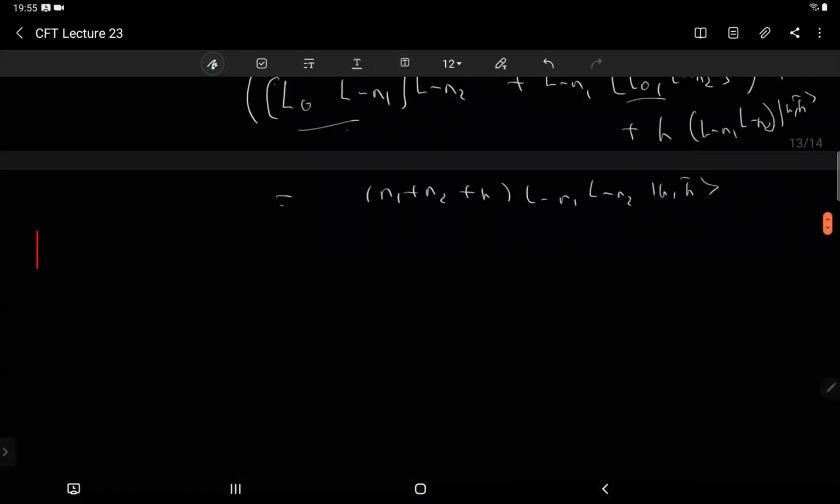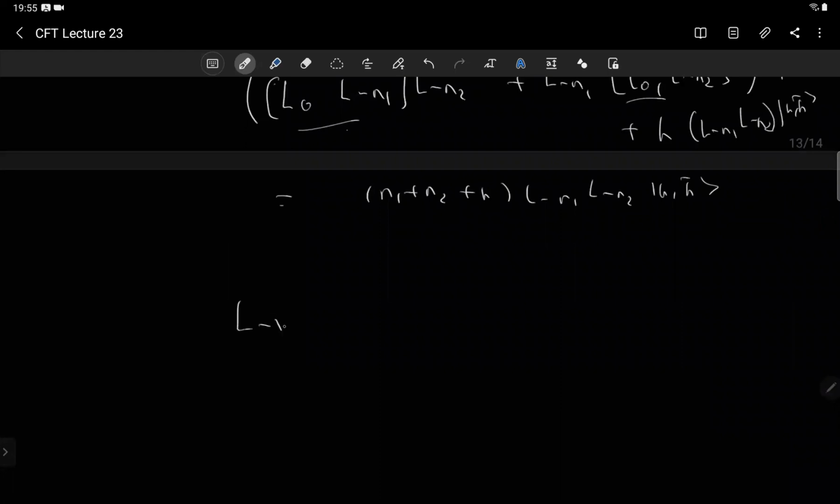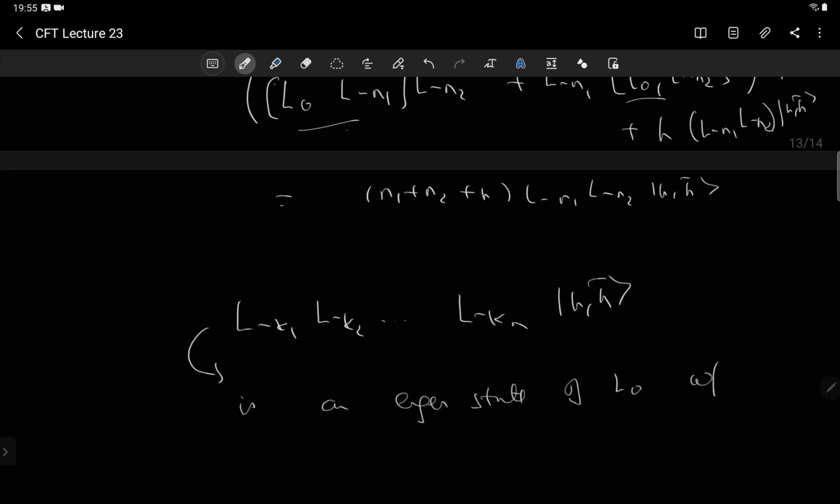Okay. So in this way, if I have a state which is L minus k1, L minus k2, dot dot dot L minus kn, let's say, acting on h bar, then this is also an eigenstate of L0 with eigenvalue h plus k1 plus k2 plus dot dot dot kn. This is the eigenvalue.